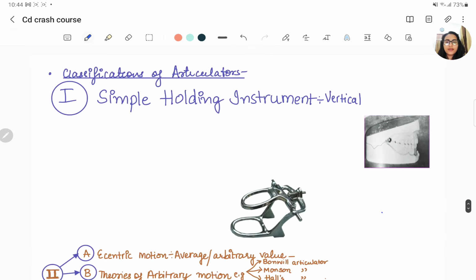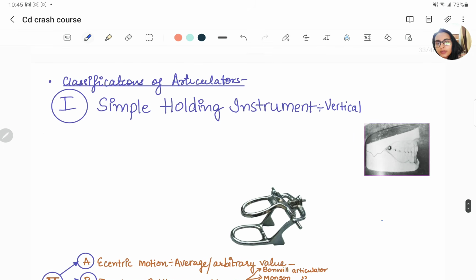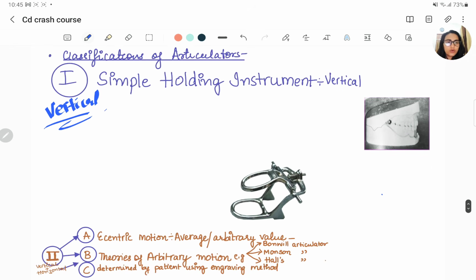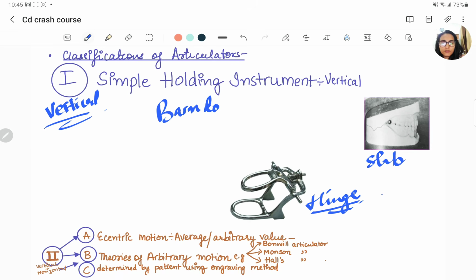Then talking about the classification of the articulator, the first one, there is only vertical movement, that is only opening and closing of the articulator. In case of a simple holding instrument, it is a class 1 articulator. So this particular diagram is a slab articulator. This is a hinge articulator. Both are class 1 articulators. Other examples of class 1 articulator in which there is only vertical movement are barn door or hinge, Gysi and Garriott.